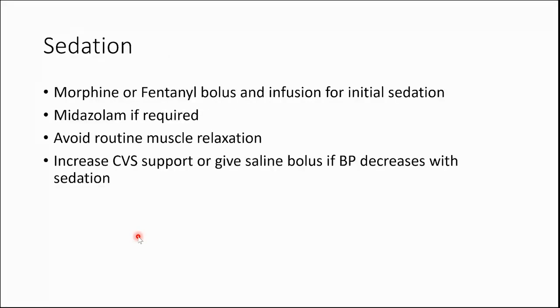So these babies can get really irritable, and any stimulation of the baby, any pain or any procedure happening to the baby can increase the pulmonary vascular resistance. Therefore, it's very important that you start proper sedation and analgesia for these babies, right? So you can use either morphine or fentanyl, initially given as a bolus and thereafter starting an infusion. And if you need midazolam to sedate, you can use it as well.